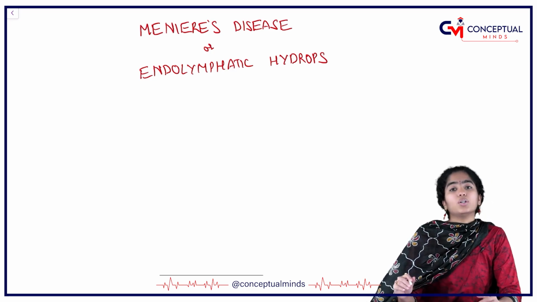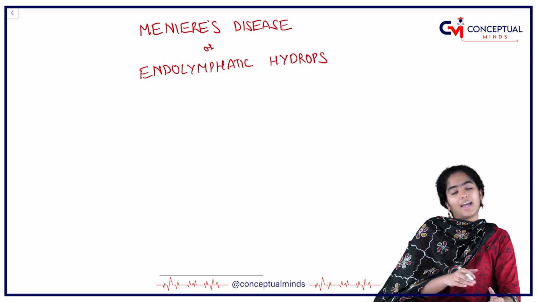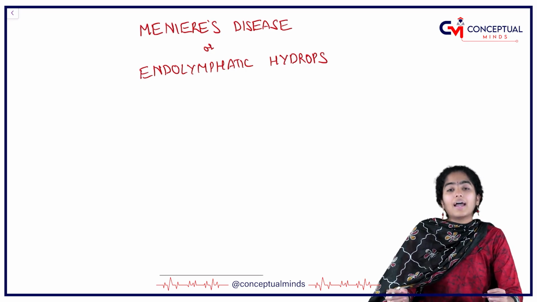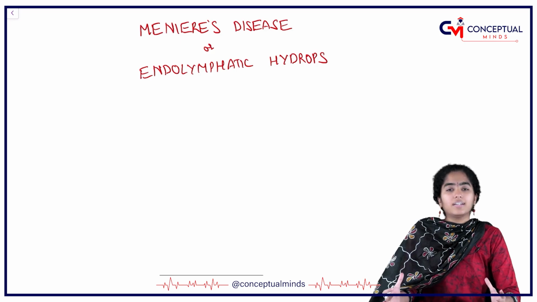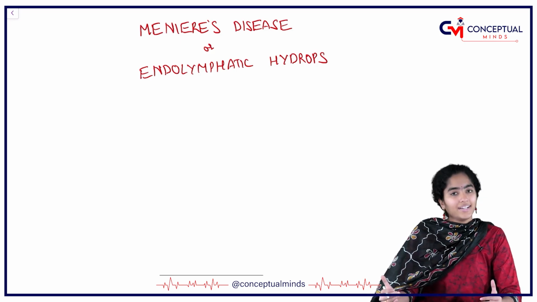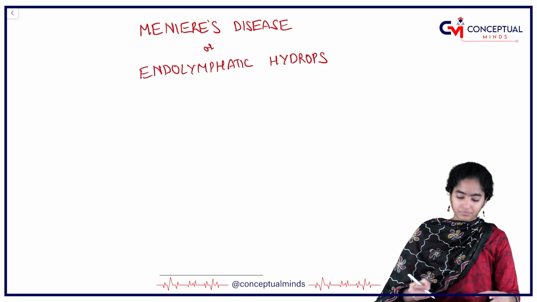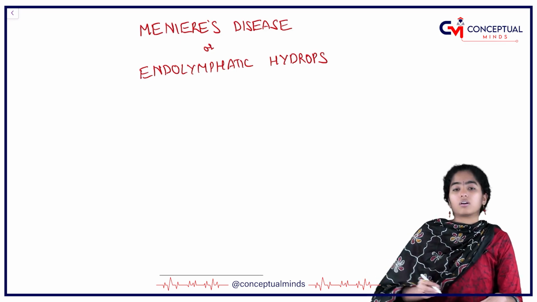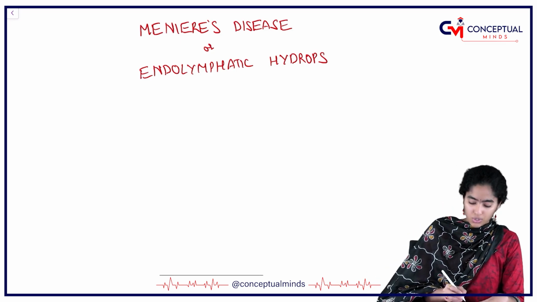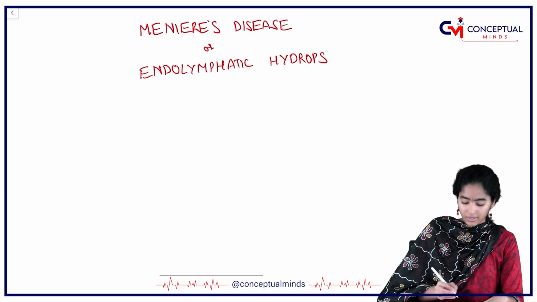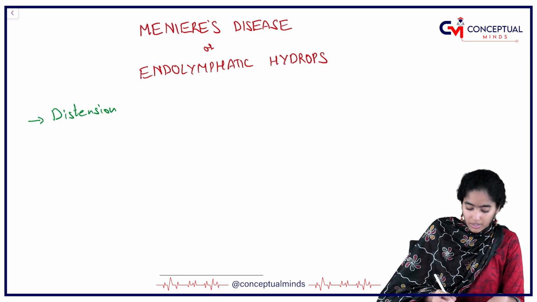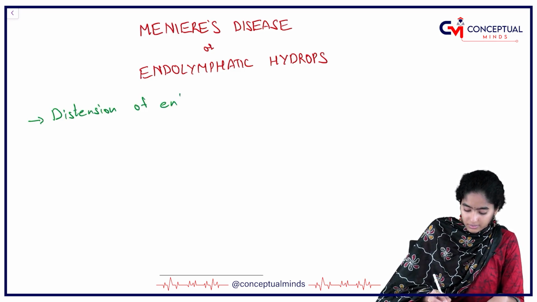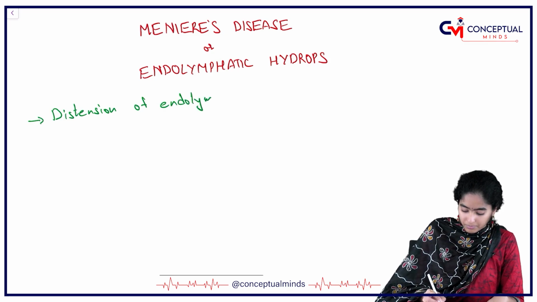So this is the normal process of production and absorption of endolymph. Now the endolymph is becoming more in quantity and it is distending the entire system. Why does this happen? Let us see. The basic definition, you also know, is that it's a disorder of the inner ear. There is distension of the endolymphatic system.